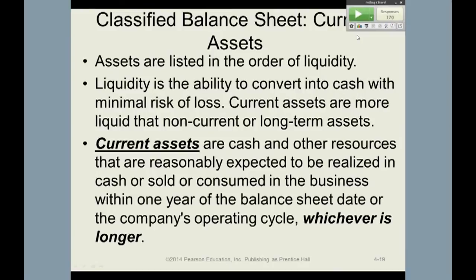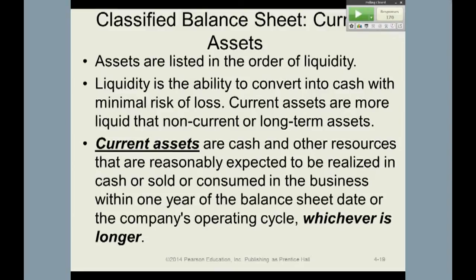Now, when we get back to this concept, remember that we've got the notion of liquidity. So that's why assets are listed in the order of liquidity. And liquidity is the ability to convert an asset into cash with minimal risk of loss. Current assets, of course, are more liquid than the non-current assets.